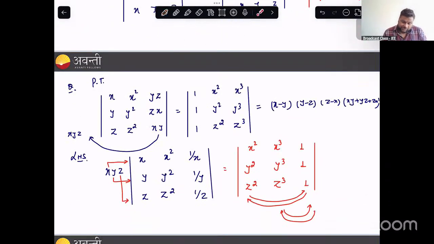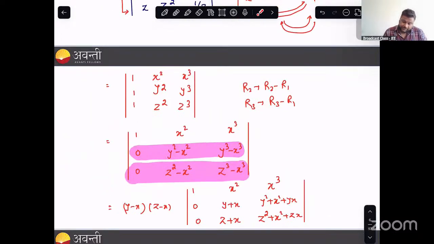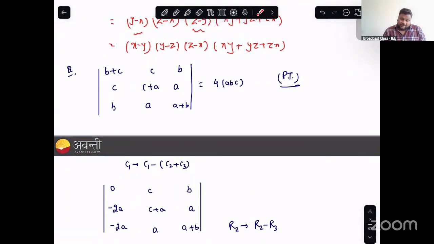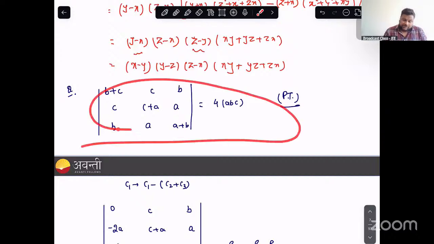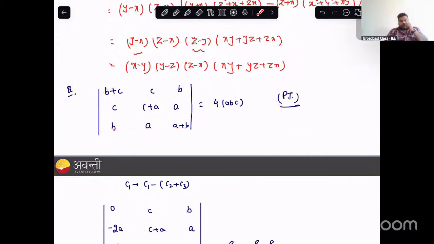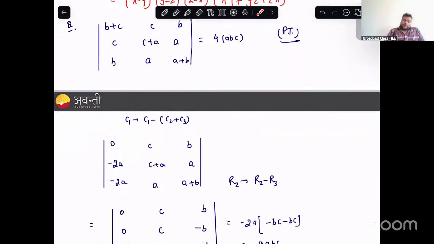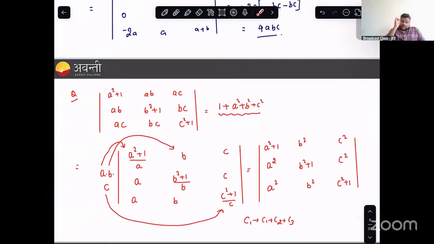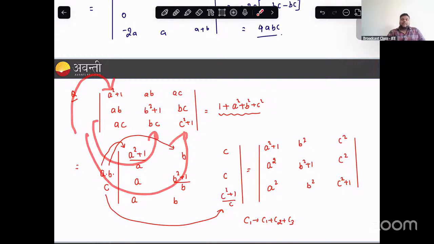Then the first question that we have done, then I taught you how to take common from some column. This was the question. Then the simple question, b plus c, b, c, and so on. I applied an operation and we got the desired result. Then in this one, I took a common from the first row, b common from the second row, and c common from the third row. And then I multiplied a in the first column, b in the second column, and c in the third column.